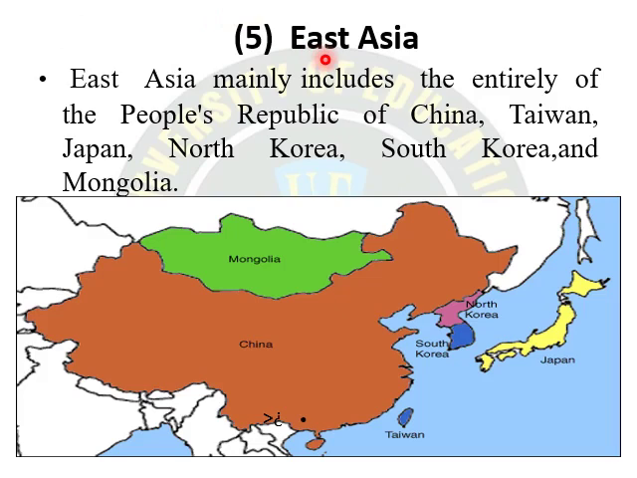Dear students, now we are going towards the fifth subregion, that is East Asia subregion of Palearctic region. If we talk about the major areas or major countries of East Asia, there are China, Taiwan, Japan, North Korea, South Korea, and Mongolia. These are the major countries that are present in this subregion. Here in this map, you can see Mongolia, China, Taiwan, South Korea, North Korea, and Japan that are presented in East Asia.